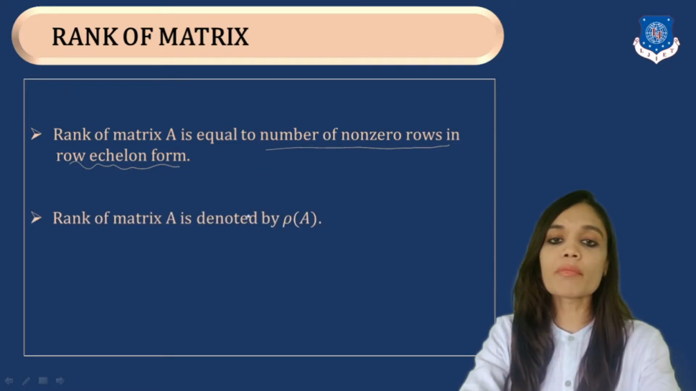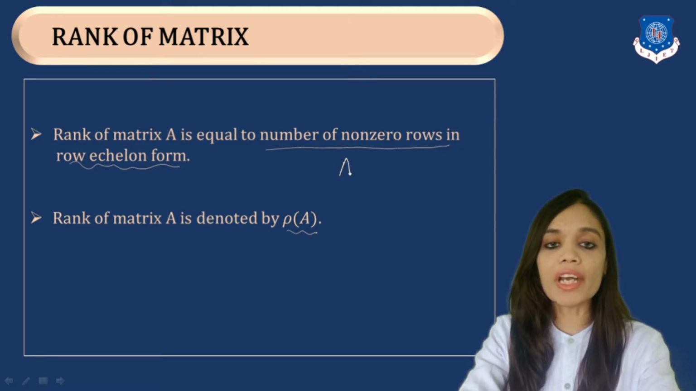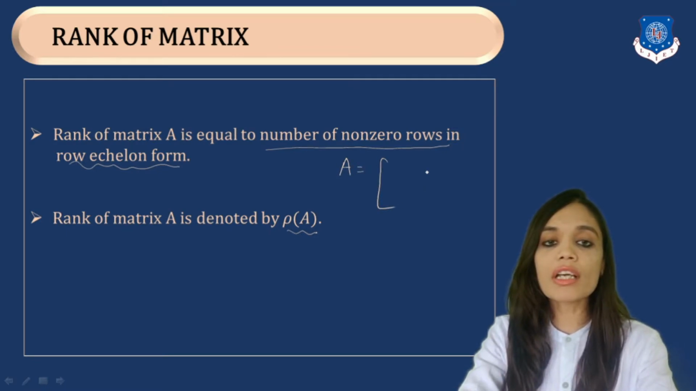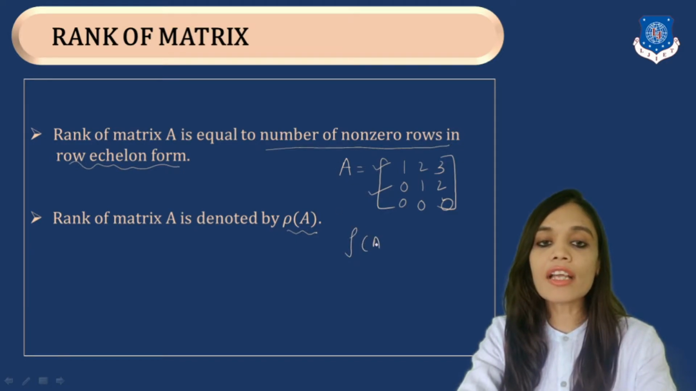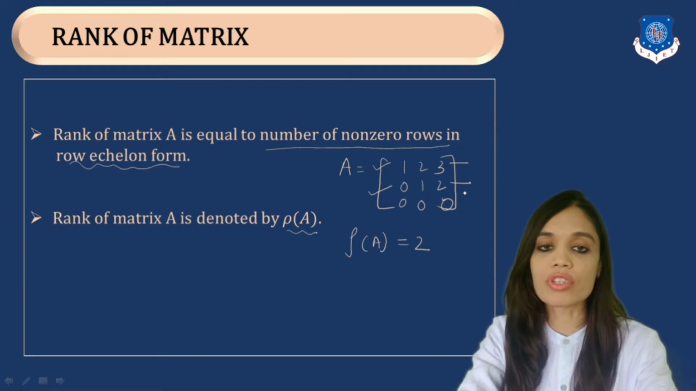Now it is denoted by rank A, right? For example, if you are given matrix A, which is in the row echelon form as 1, 2, 3, 0, 1, 2, 0, 0, 0, right? Now you can see there are in all a total of 2 non-zero rows in the row echelon form, right? So we can say that the rank of the matrix A is 2. That is, we just have to count the number of non-zero rows and ignore the zero rows.